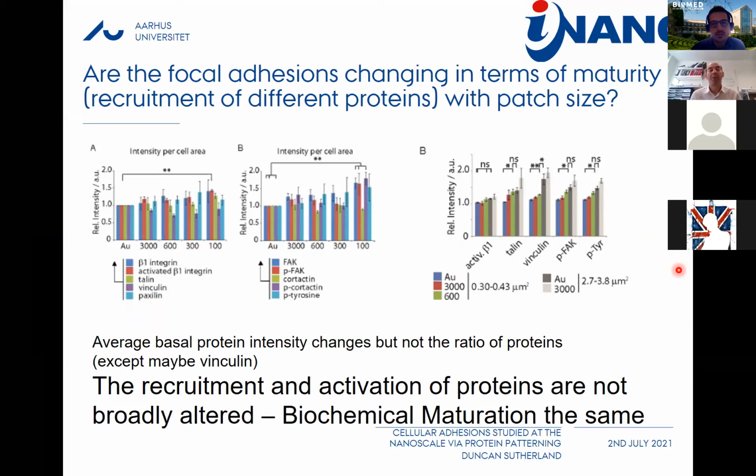Although we'd seen before that there wasn't much difference in the recruitment of proteins to these focal adhesions, we wanted to do a more thorough study here. So we looked at a whole range of different adapter proteins present in these focal adhesions, compared the intensity of the staining for those different markers, and then saw how that changed with patch size. We did find that for smaller patches, we had a bit higher intensities of some of them, but there was very little difference in the ratio between them.